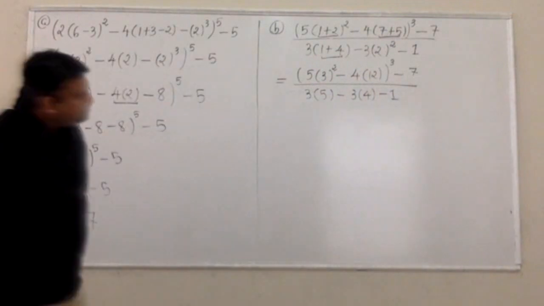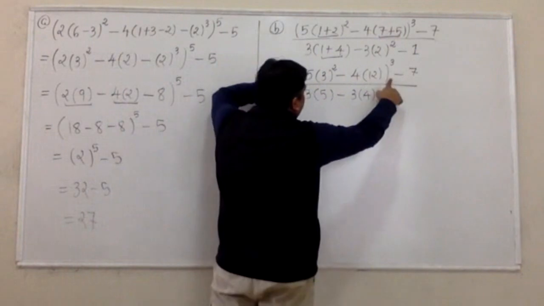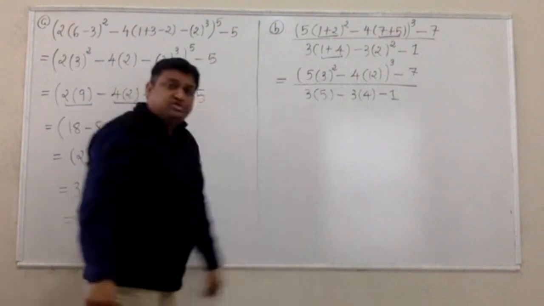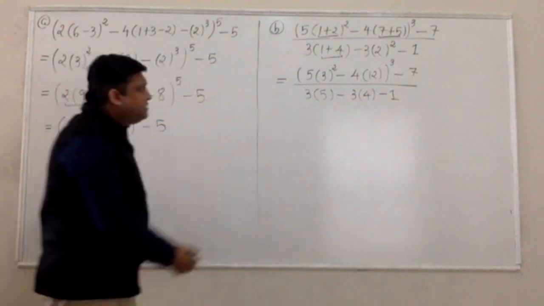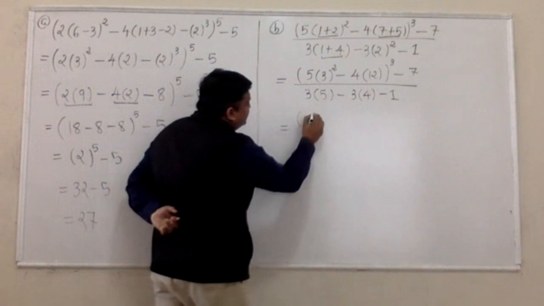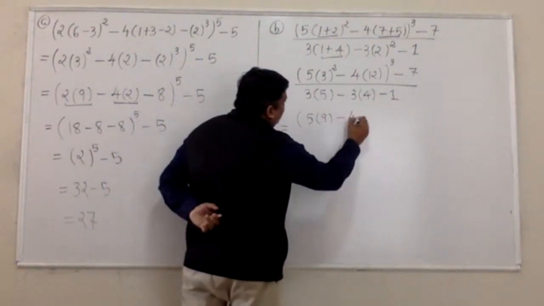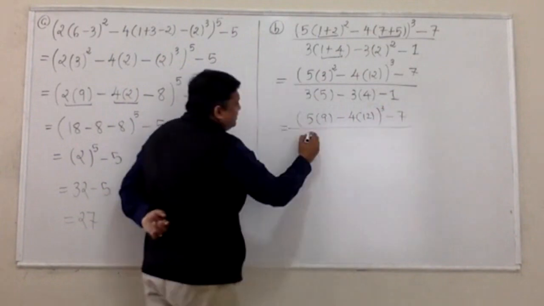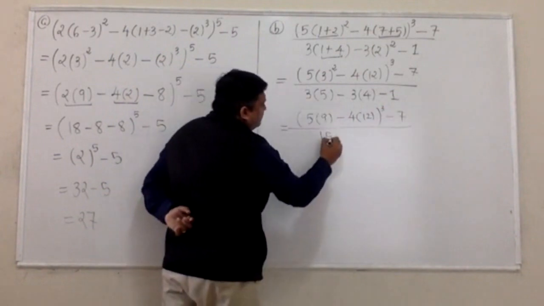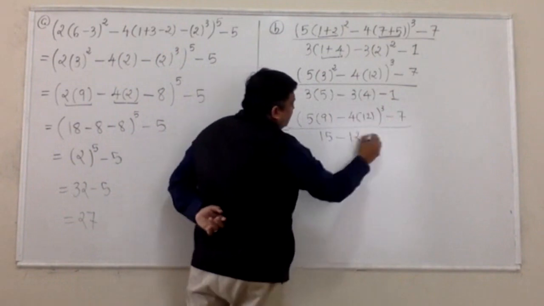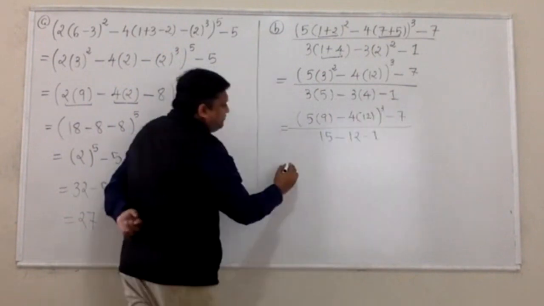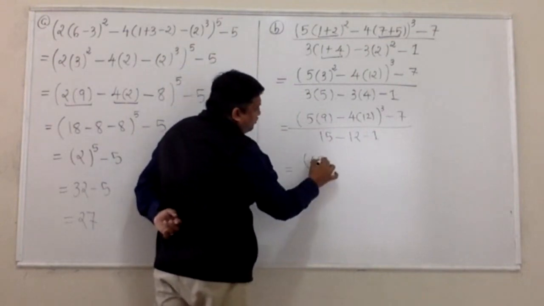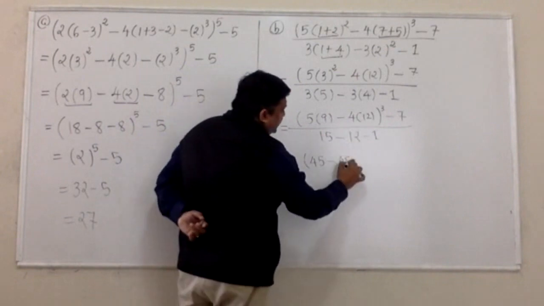All right. So for this parenthesis, I need to compute the powers first. Then I will take care of multiplication and then subtraction. So I'm going to write down one additional step here. 5 times 9, 4 times 12, 3 times 5, it's 15. 3 times 4, that's 12. And then minus 1. Let's simplify this now. Multiplication. 9 times 5, 45. 12 times 4, 48.